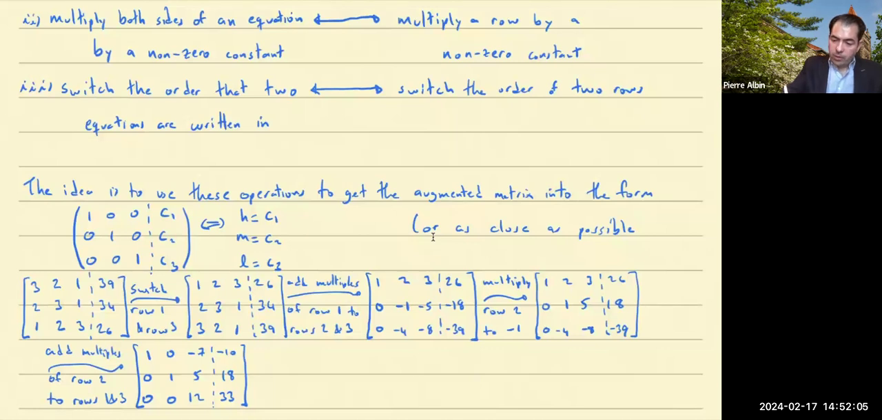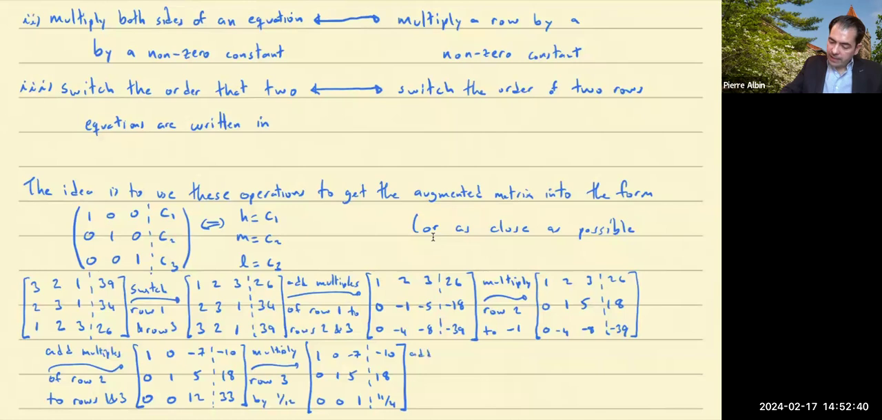Okay, so wonderful. So next we look at this 12. We'd rather that was a 1. So we'll multiply row 3 by 1 over 12. Right? So nothing happens to the first row. Nothing happens to the second row. And the third row becomes 0, 0, 1. And then 33 divided by 12 is the same as 11 divided by 4.